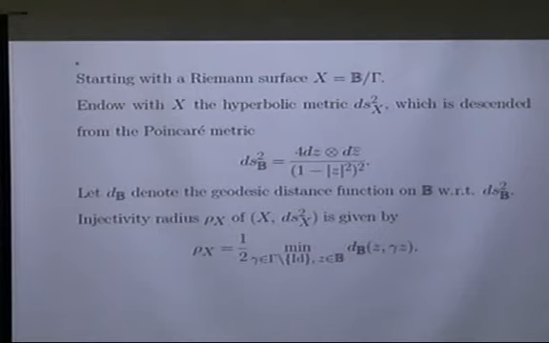So here we start with a Riemann surface X, and we endow X with the hyperbolic metric, which is 4 |dz|² over (1 minus |z|²)². Then we denote the geodesic distance function on X by d_X. Then we can define the injectivity radius of X, which is just 1/2 of the minimum of the distance between z and those γz, where γ doesn't send z back to z. So this is the injectivity radius.